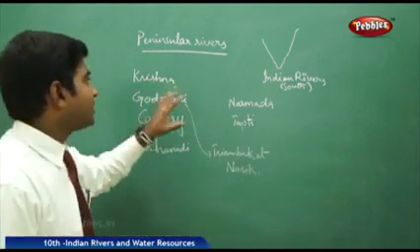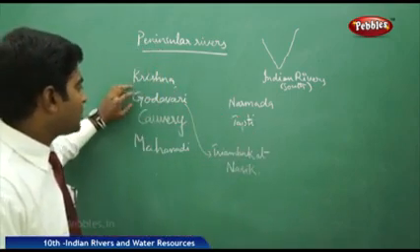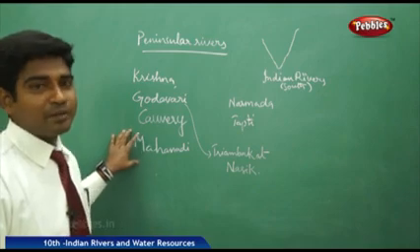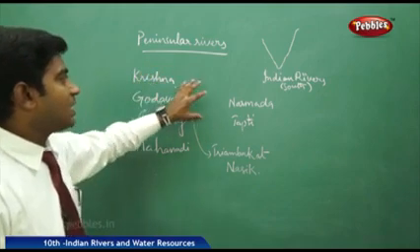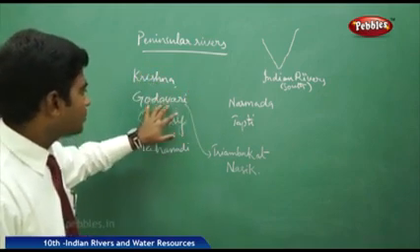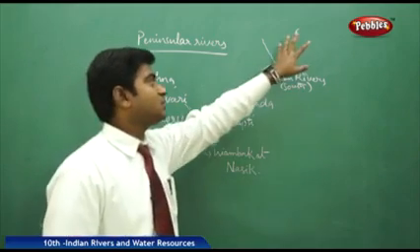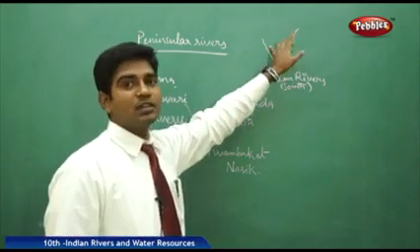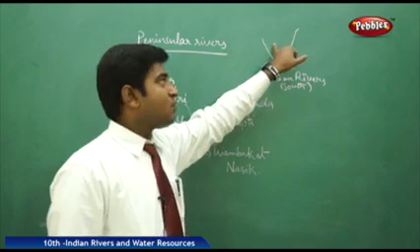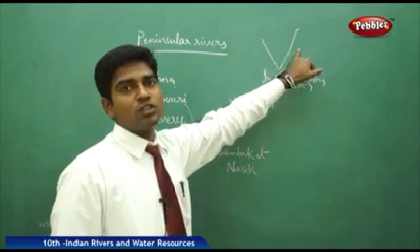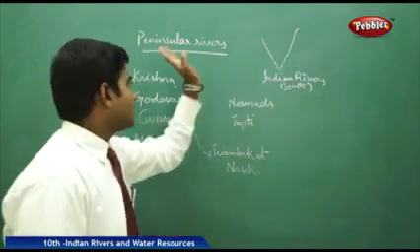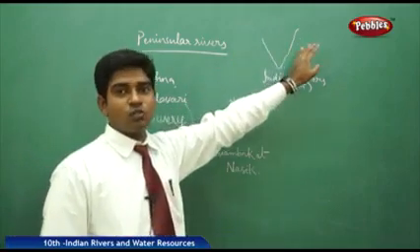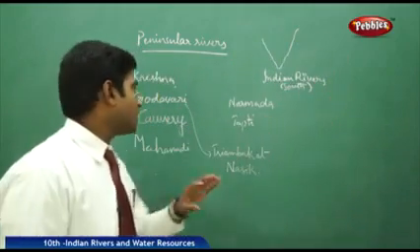Now let us see the major rivers of peninsular India: Krishna, Godavari, Kaveri and Mahanadi. Krishna and Godavari are the largest rivers, and of them Godavari is the largest, which starts its journey at Trimbak at Nashik in the Maharashtra region, flows towards Andhra and joins the Bay of Bengal. The Krishna also starts in Maharashtra, flows towards Andhra and joins the Bay of Bengal.